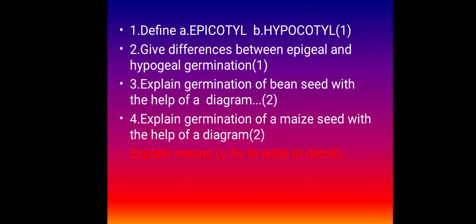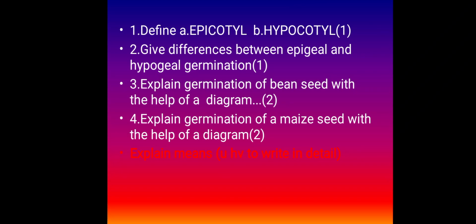Today's assignment: define epicotyle and hypocotyle. Give differences between epigeal and hypogeal germination. You have to write everything in detail. Explain germination of bean seed with the help of a diagram. Explain germination of maize seed with the help of a diagram. Please write in detail.